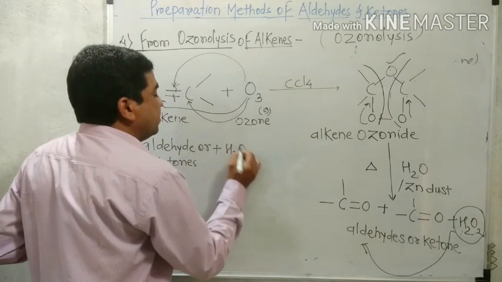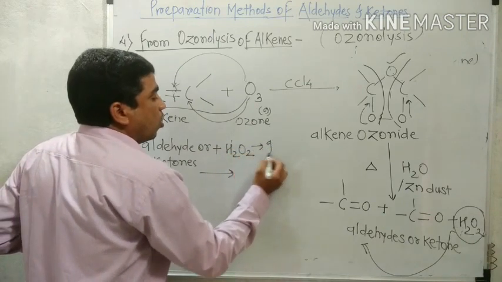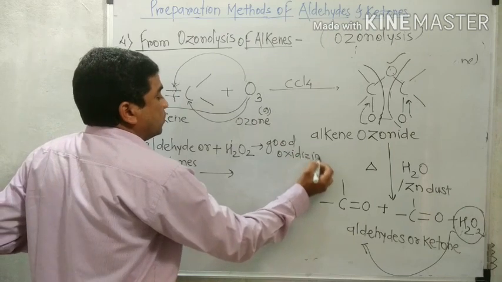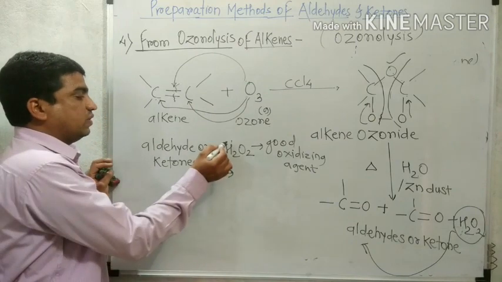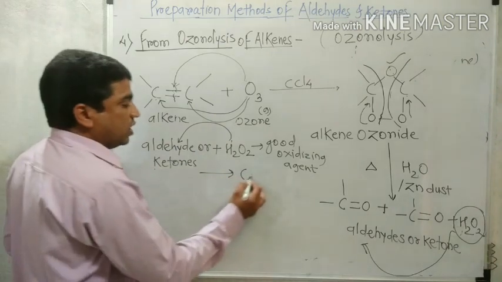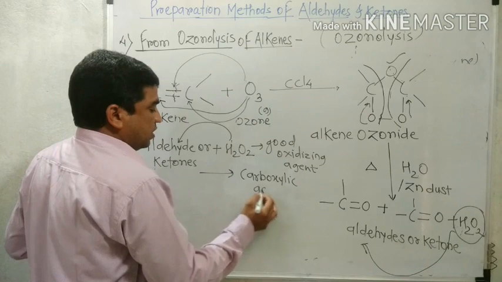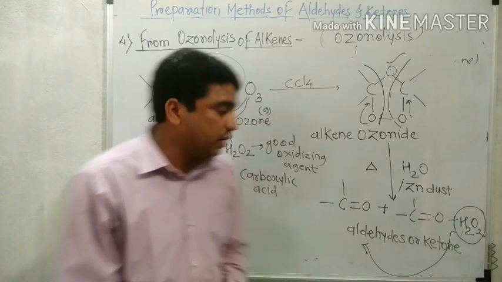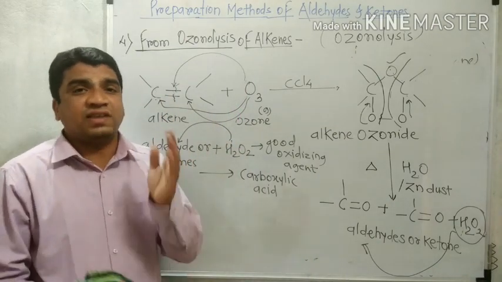If H2O2 remains in the reaction, that H2O2 is a good oxidizing agent. Hydrogen peroxide is a good oxidizing agent. That hydrogen peroxide oxidizes aldehyde or ketones into the corresponding carboxylic acid. So therefore no aldehyde or ketone is prepared. The end product is a carboxylic acid. So we want to avoid this.